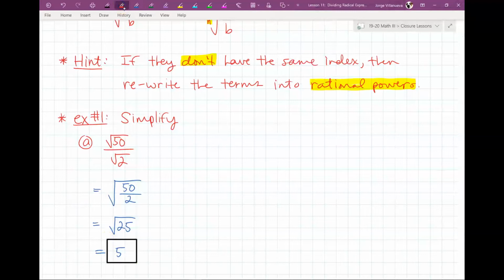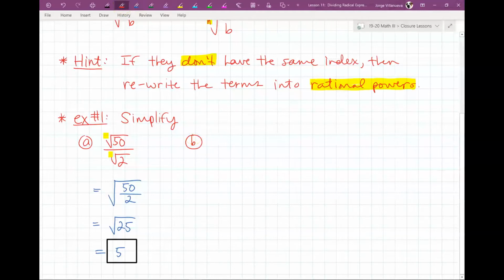No big deal. So I can take two things in a fraction and put them together as long as they have the same index. Again, the index is the number here. If you don't see it, that means it must be a 2. If you do see it, it's going to be a 3, 4, 5, 6, 7, 8, etc. All right, let's try part B.